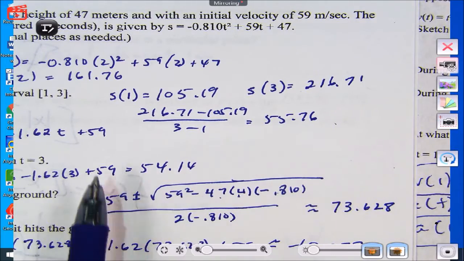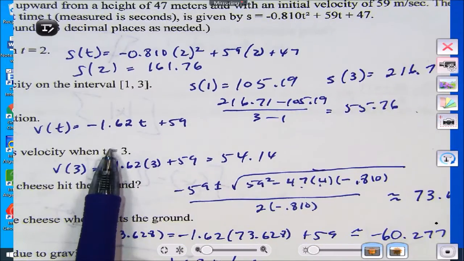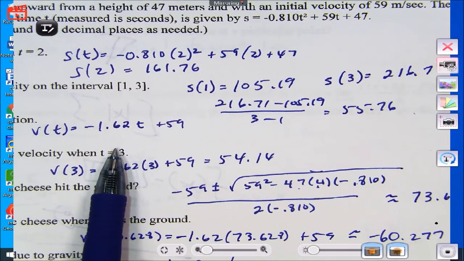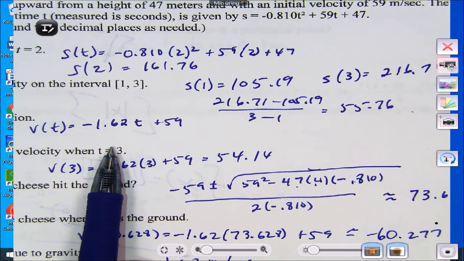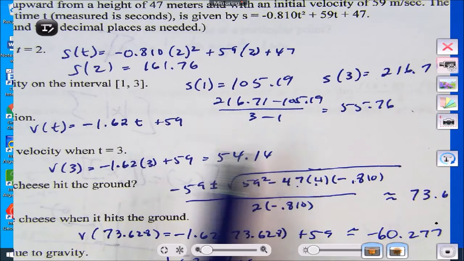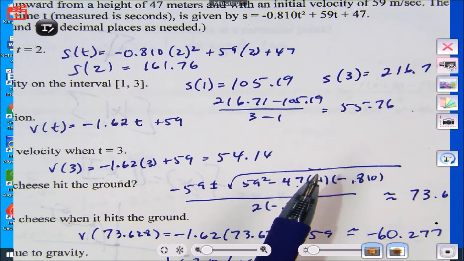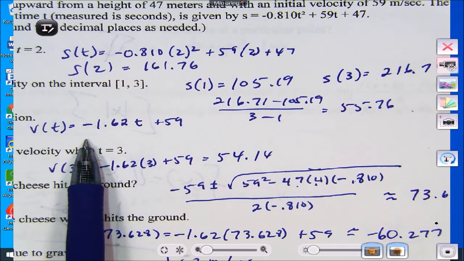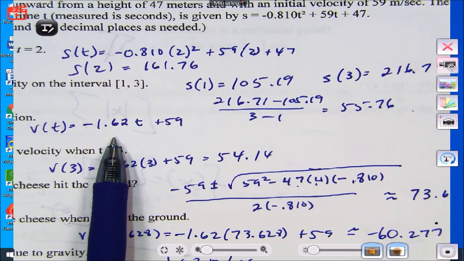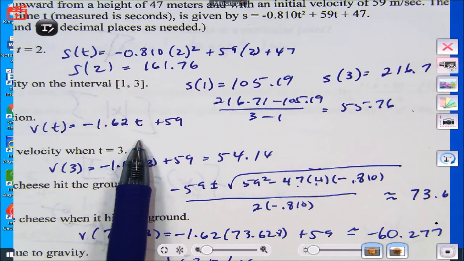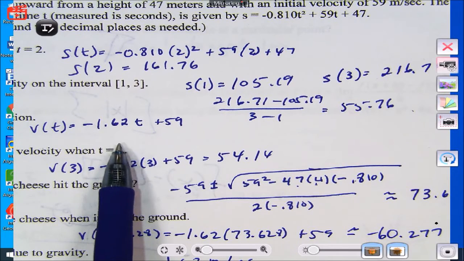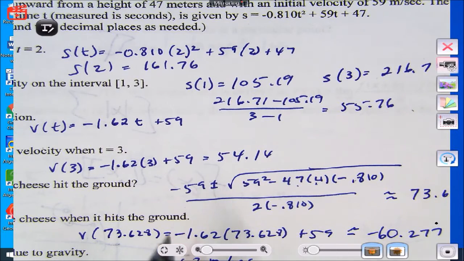So C says find the velocity. You just take the derivative of position. I got 62.24. For number C on 15? It's just asking for the velocity equation, so don't plug anything in. It just wants the equation.